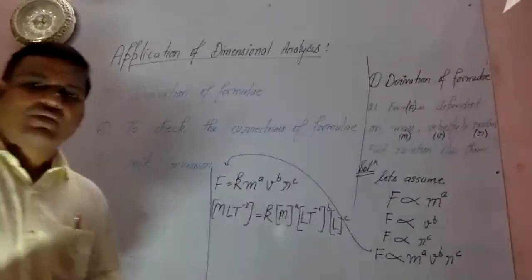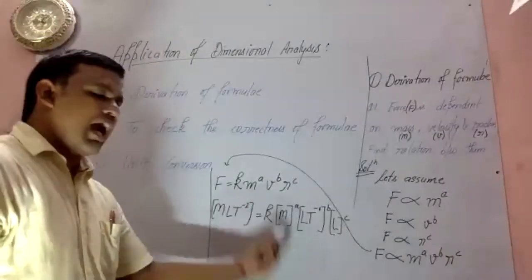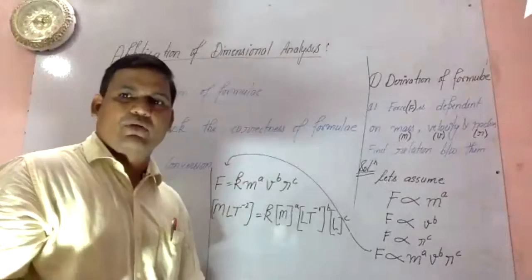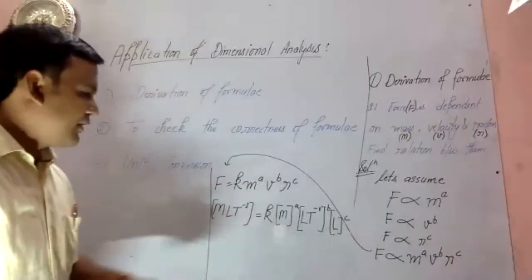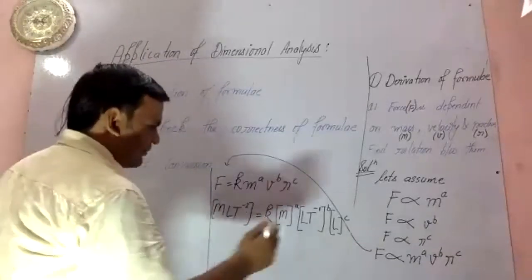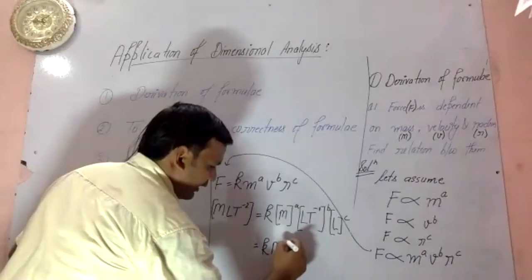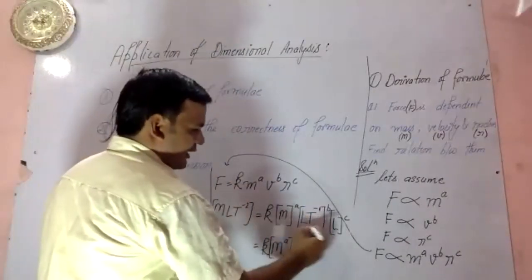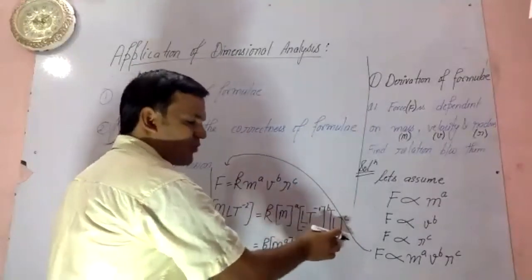So now what we can do from here, we can add the powers whose bases are the same. We can add the exponents whose bases are the same. So this can be done further. So M to the power A itself it will be, and look here, the L is here and L is here. Here L to the power B is, and here L to the power C is there.